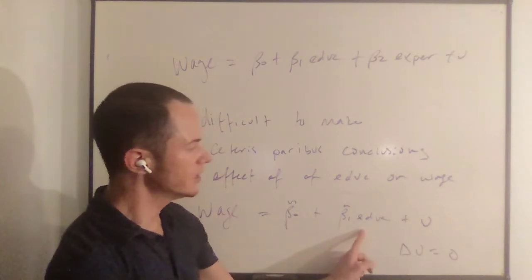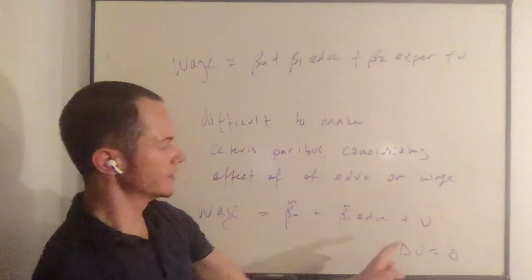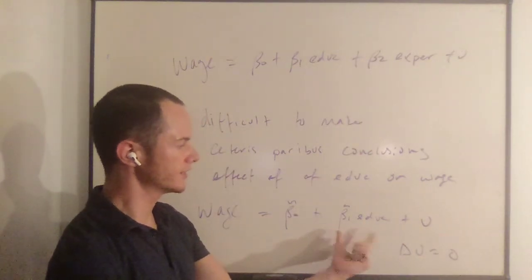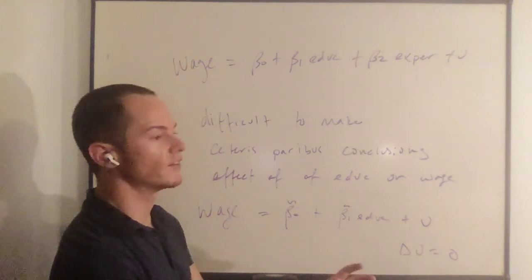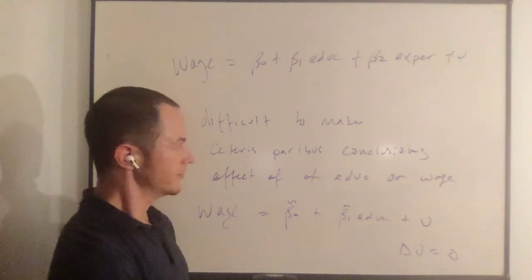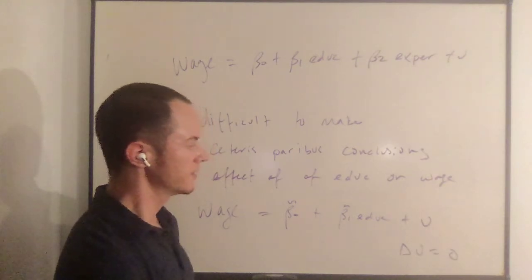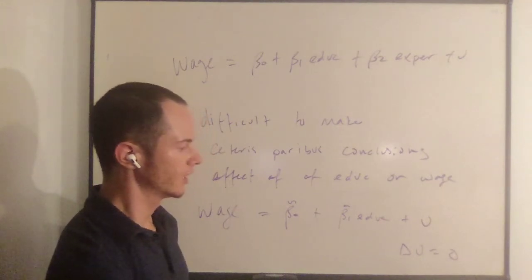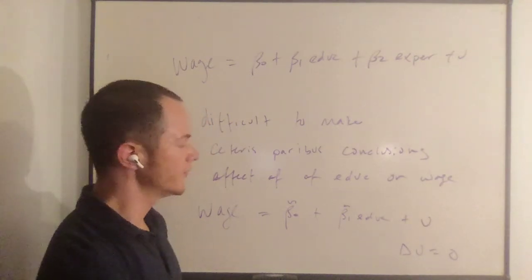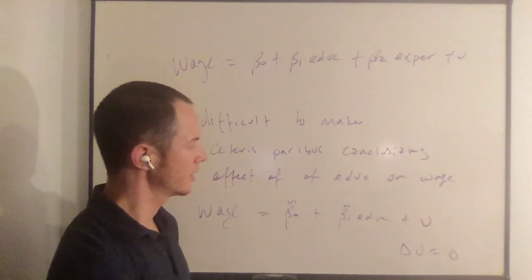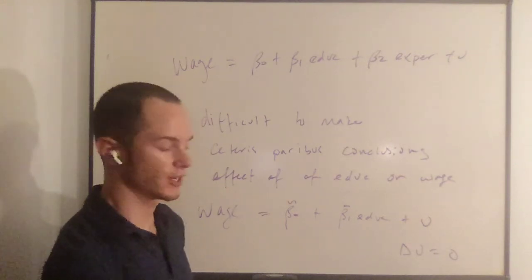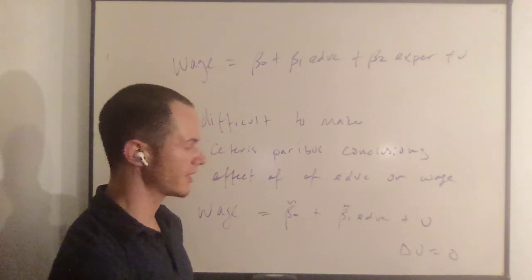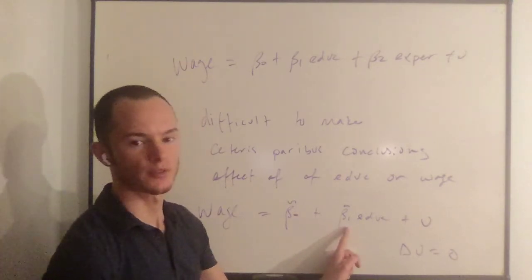But if we are leaving out experience, then what we're capturing here is in fact something of a composite of the effect of education and experience, because as education goes up, experience is also going up. So all else is not equal. So we're failing to make this ceteris paribus conclusion. And in the next video, we're going to actually specify by how much this coefficient is biased.